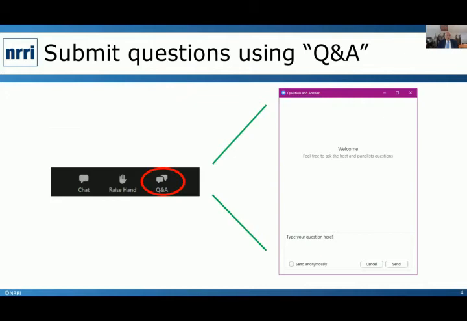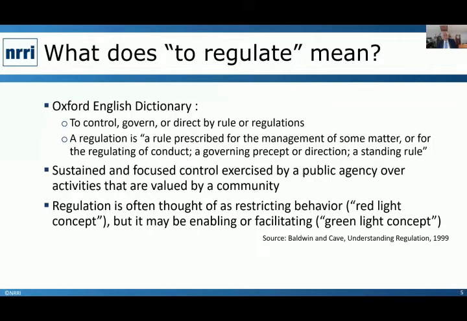Just a little bit about today. I'll be making the presentation, after which we'll have a Q&A session. Let's turn to the substance of what we have today. What does it mean to regulate?